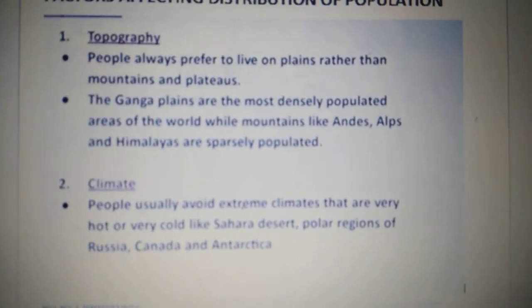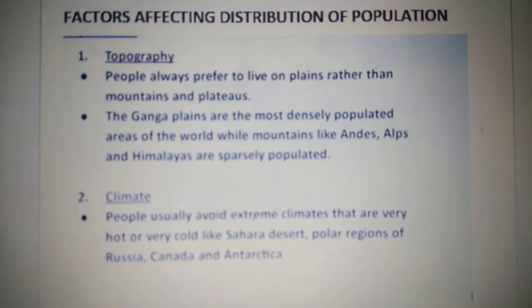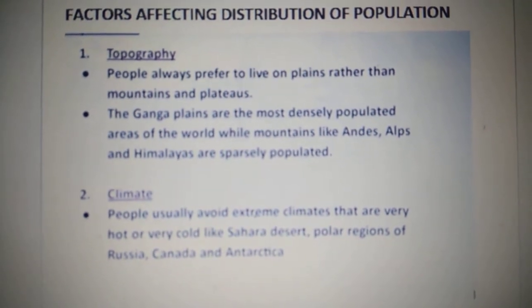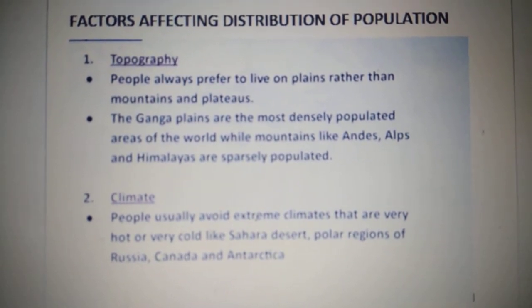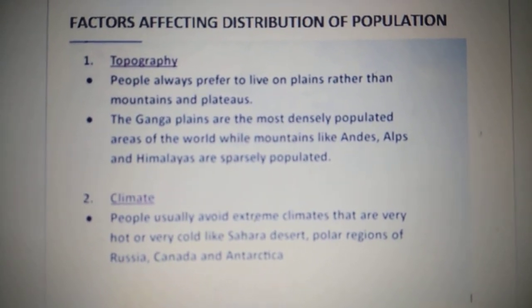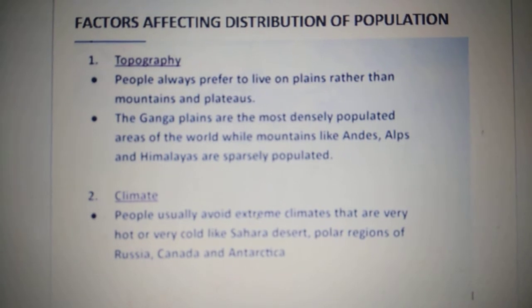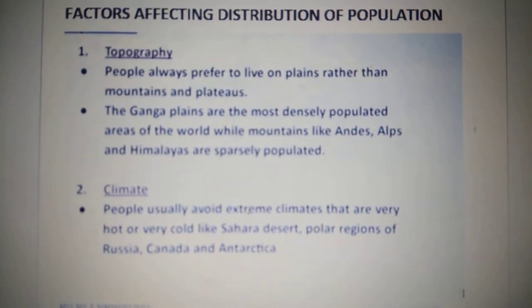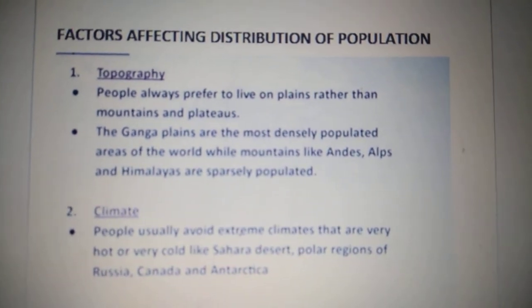Climate is another factor which affects the distribution of population, and people generally avoid extreme climates that are very hot or very cold, like the Sahara Desert, the polar regions of Russia, Canada, Antarctica. These are very cold regions, so few people live there.